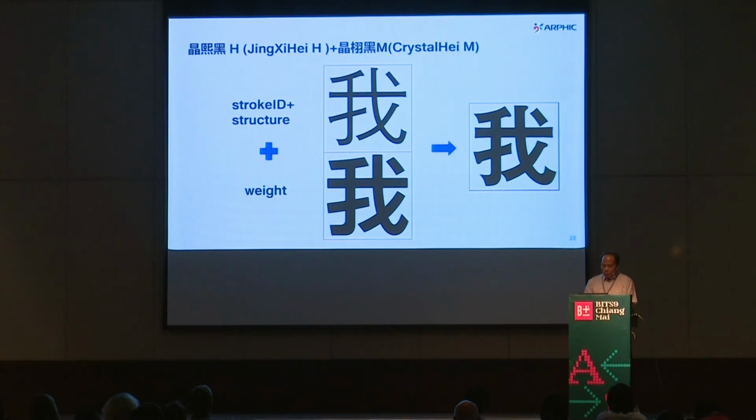In the other example, we use the strokes and the structures of the upper characters to match the weight of the lower character to generate a new bold weight. This is a way to expand the font family automatically.